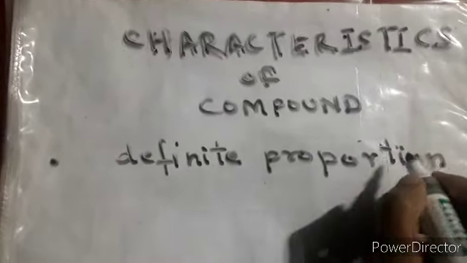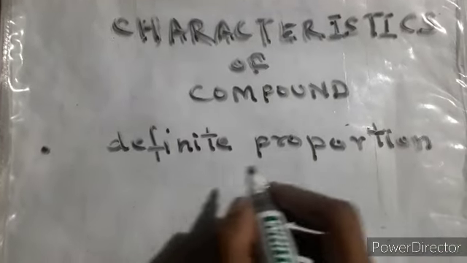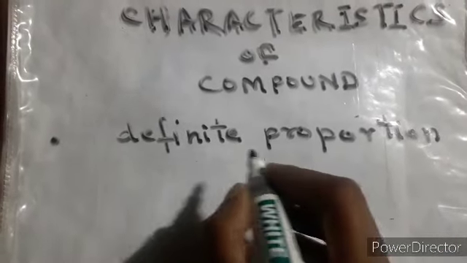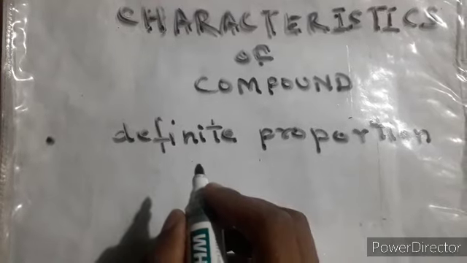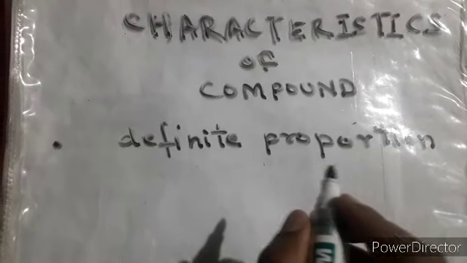Now we'll focus on why a compound has this property. I'm writing the keywords; you can write down the full sentence. The compound is present in a definite proportion. Now what does it mean?